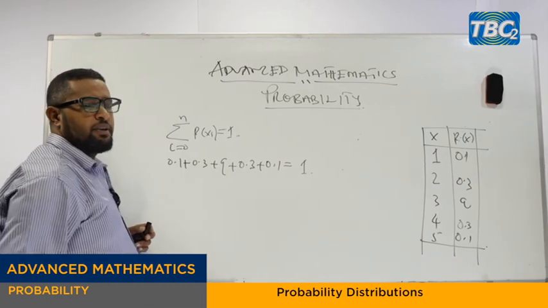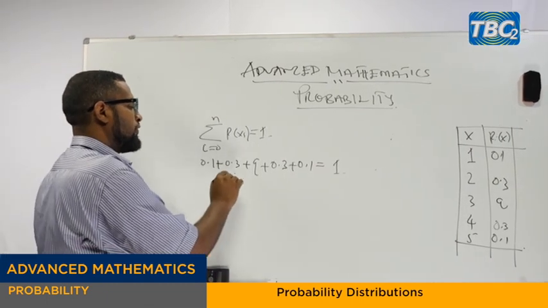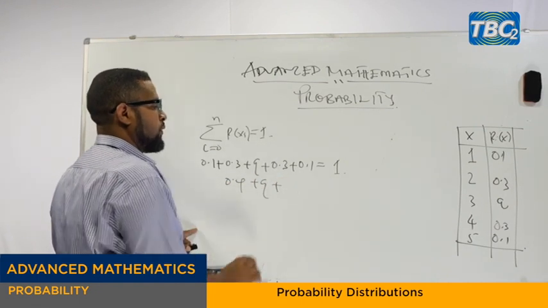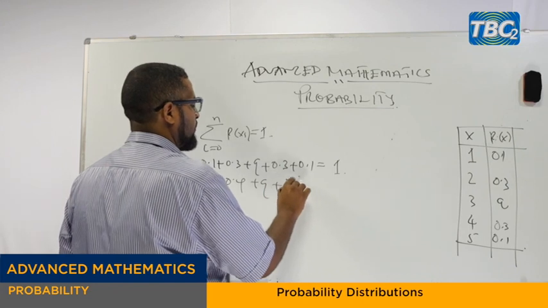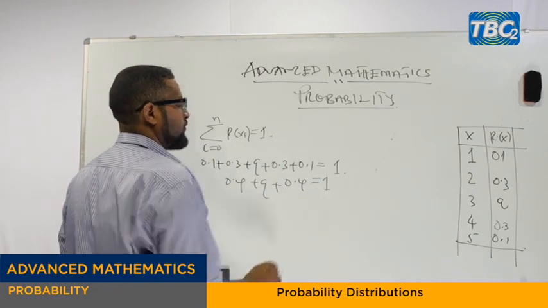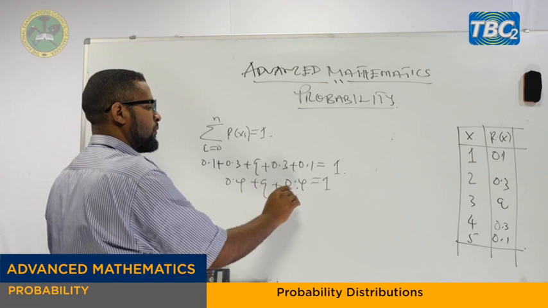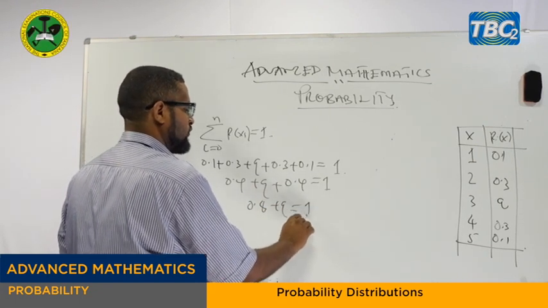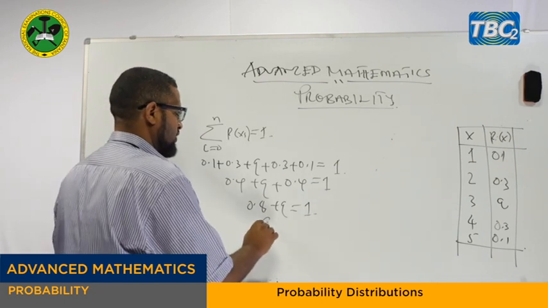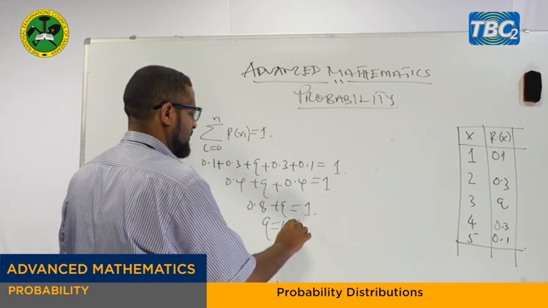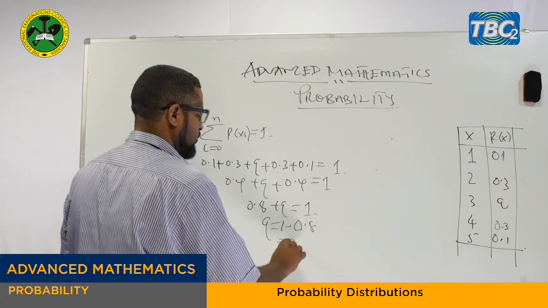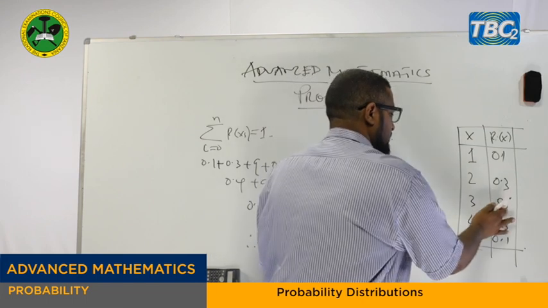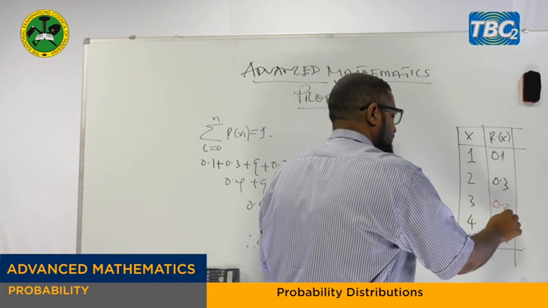Now, when you add 0.1 and 0.3, you get 0.4 plus Q. Also 0.3 plus 0.1, you get 0.4, supposed to give 1. 0.4 and 0.4 is 0.8 plus Q is equal to 1. Therefore, Q is equal to 1 minus 0.8, which is 0.2. Redrawing again the table, the value of Q is replaced by 0.2.